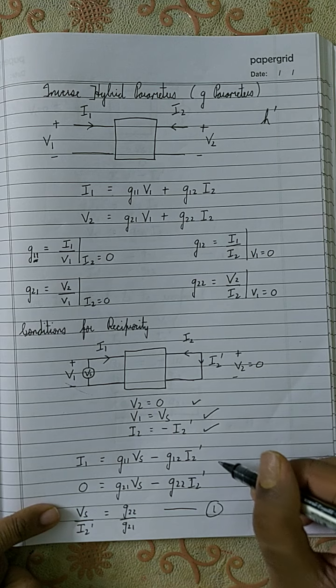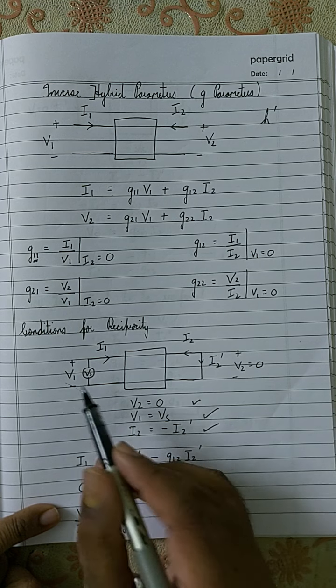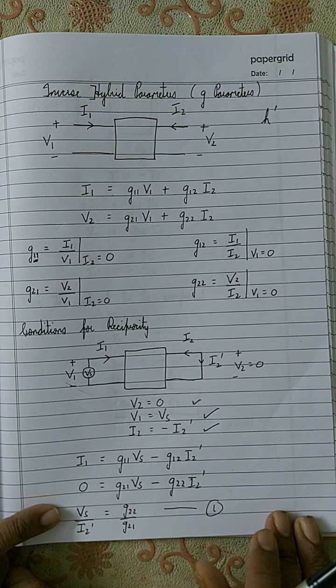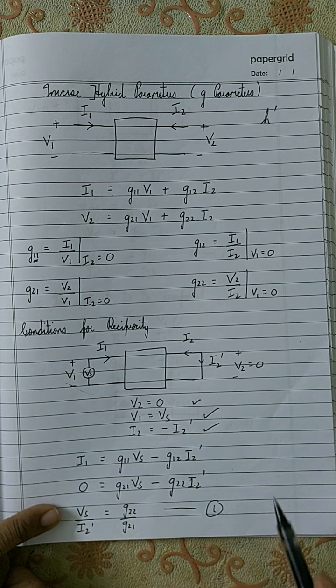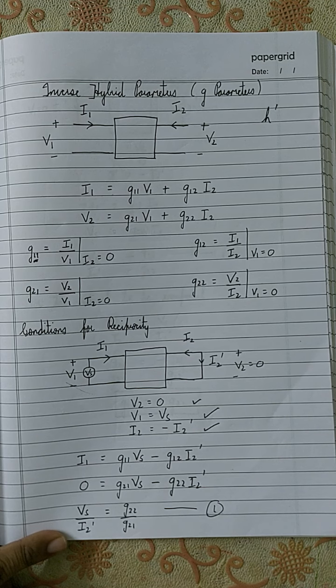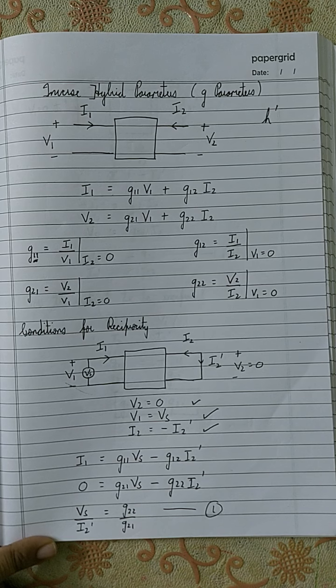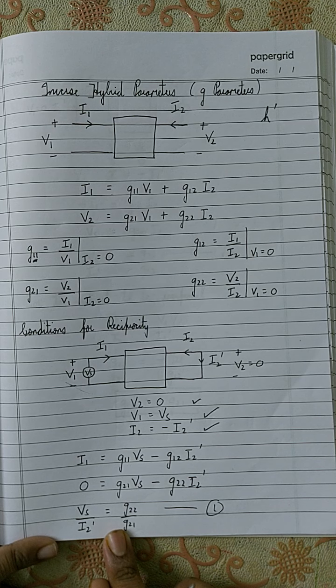So I think we don't need the first equation, because our job is to find only Vs by I2 dash, the ratio of excitation to response. So from this equation itself we can find that Vs by I2 dash is nothing but G22 by G21. So that is marked as equation 1. So now I found the ratio of excitation to response of the first case.